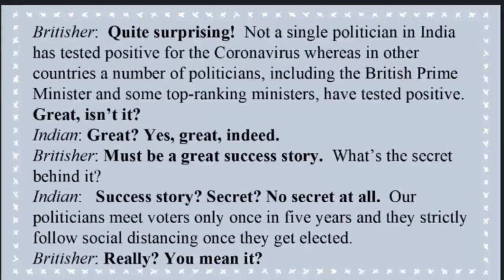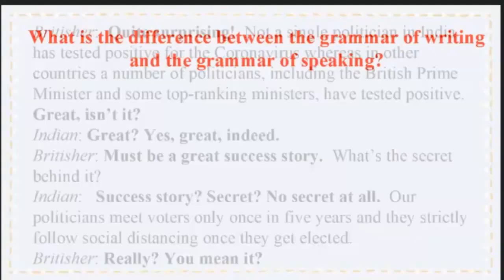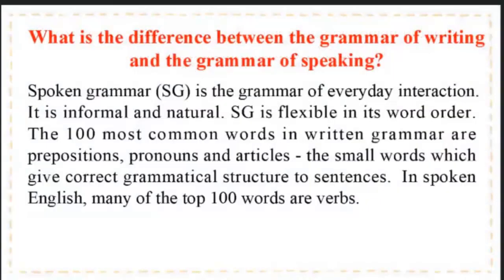Let's take a look at the conversation between a Britisher and an Indian. Look at both of them. This is the kind of focus on spoken grammar, spoken language, which is very casual, for daily conversation. So what is the difference between the grammar of writing and the grammar of speaking? Spoken grammar is the grammar of everyday interaction. It's informal and natural, and it's flexible in its word order.